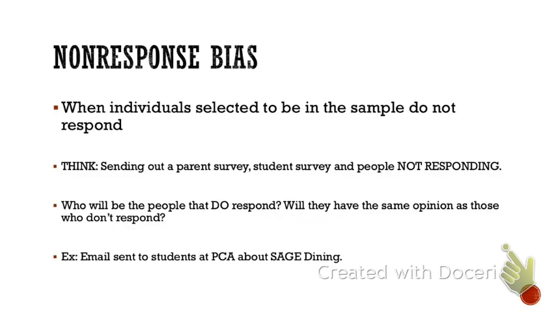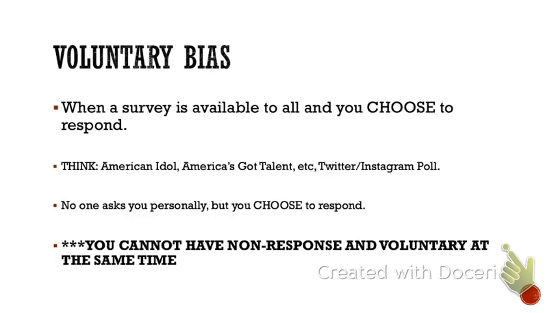The next type, and I do not have this in your notes, so you're just going to need to write it underneath, I'm sorry, is called voluntary bias.